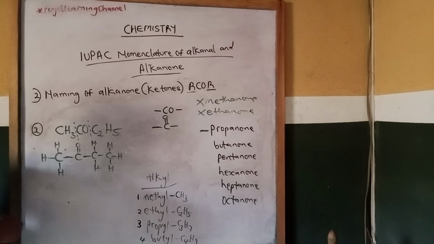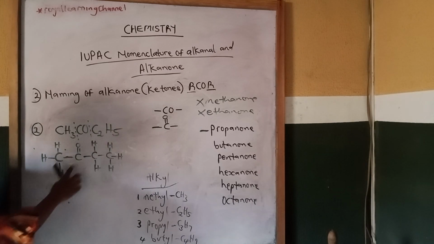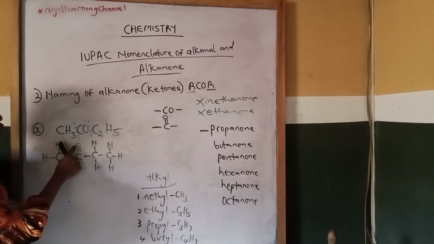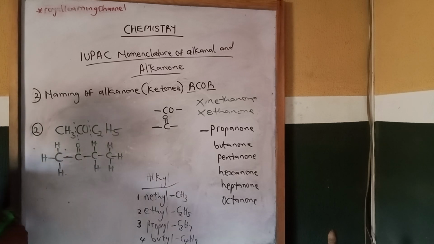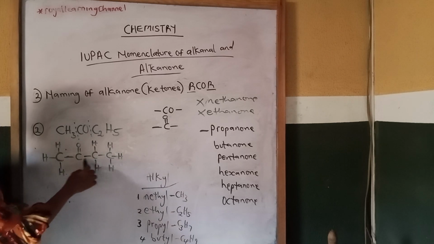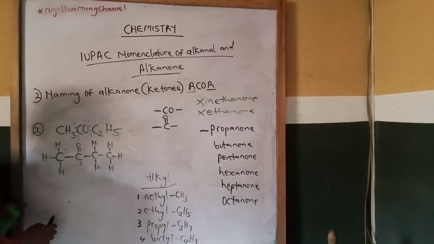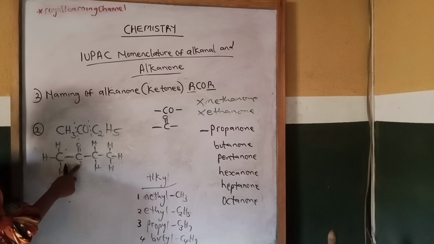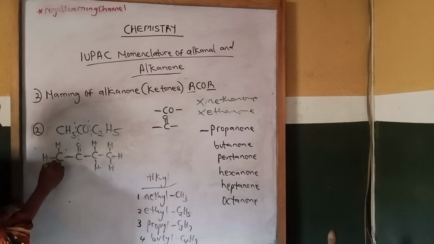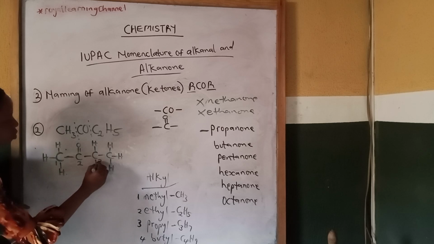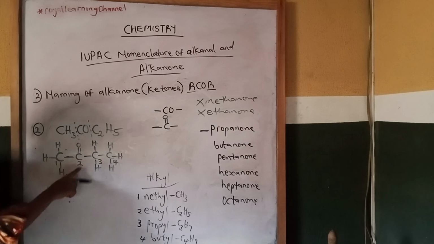Now, from this structure, how can we name? We consider our functional group in naming, that is CO. Then you name from the end which will give the lowest number to your functional group. From the right hand side, 1, 2, 3, my functional group will be on the third carbon atom. But from the left hand side, 1, 2, my functional group will be on the second carbon atom. So the best position to name this structure is from the left hand side: 1, 2, 3, 4. So my functional group is on the second carbon atom.